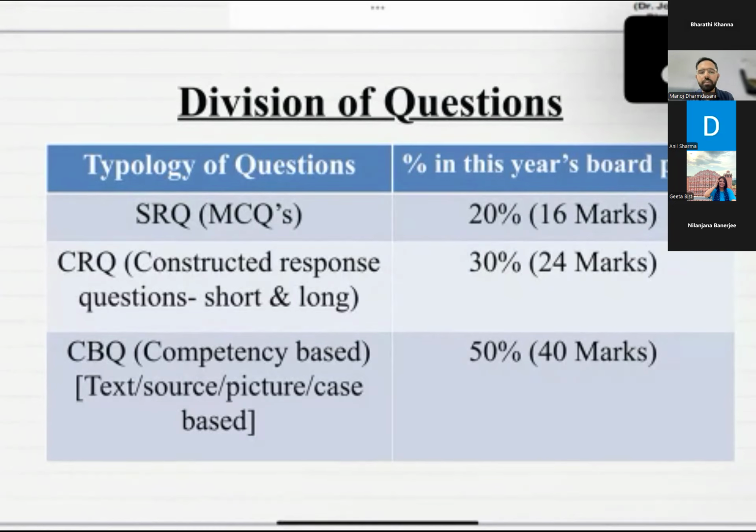So how this category has changed and how this is going to affect our paper setting criteria, let me give you a detailed view. Just see here, look here. SRQs must have the following types of MCQ.